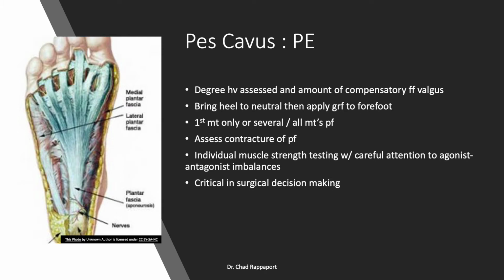So with the patient standing, you want to grade the amount of hindfoot varus that they have, and then when they're seated, try and get a feel for the amount of compensatory forefoot valgus. And you do this the same way you would look for compensatory forefoot varus in somebody who has hindfoot valgus, which is you bring the heel and subtalar joint into neutral and then apply a ground reactive force to the forefoot. And you're looking for plantar flexion of the first ray, potentially, but in more significant cases, plantar flexion of the adjacent rays as well.